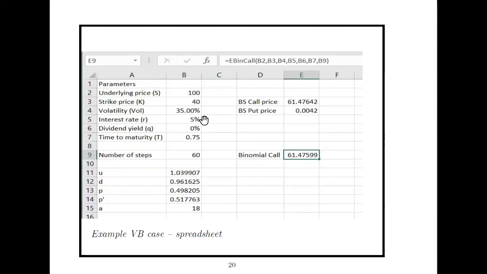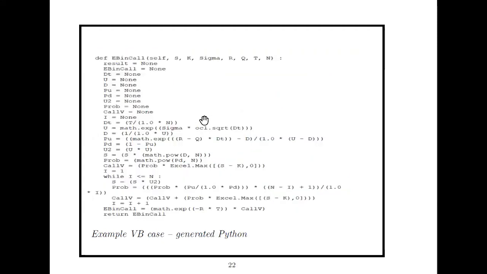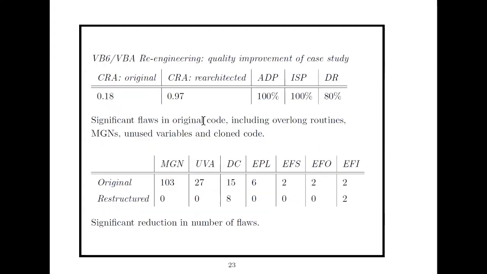As I said, this is the Excel sheet for the original VP case. As you can see, the parameter, the number of steps, and how we abstracted that. Here we have the example for the code, the original code, and how it has been translated into Python. This is the outcome. Okay, so that's for the accuracy.